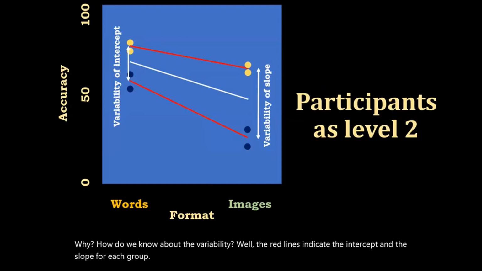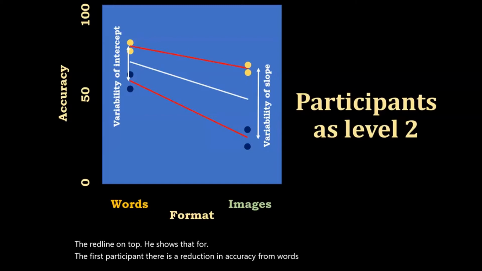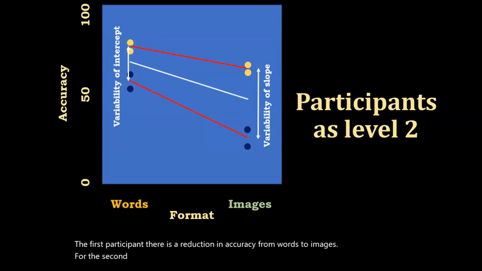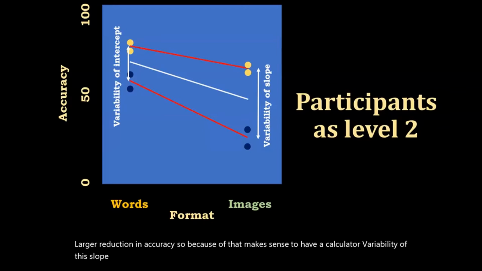The red line on top shows that for the first participant there is a reduction in accuracy from words to images, and for the second participant there is a larger reduction in accuracy. Because of that, it makes sense to calculate the variability of the slope, and also the variability of the intercept, not just to have one intercept.